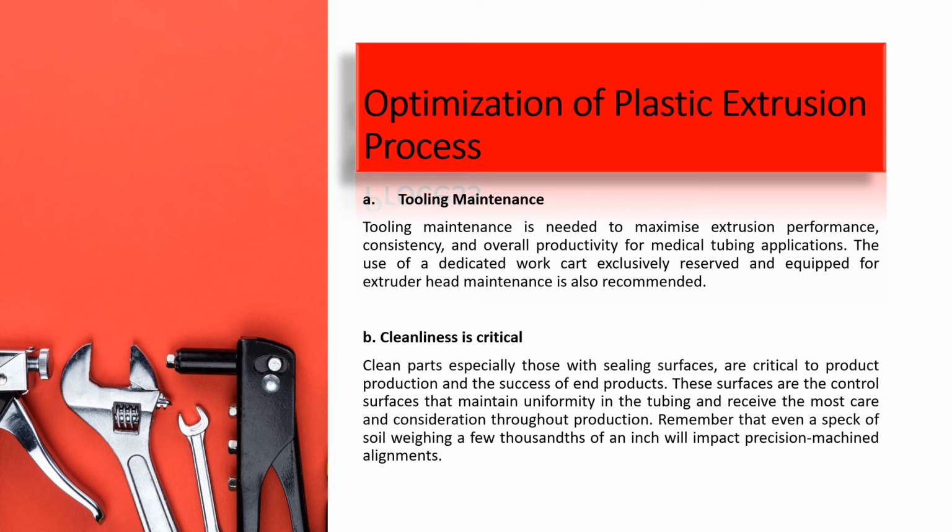The second one is cleanliness is critical. Clean parts, especially those with the sealing surface, are critical to product production and the success of the end product. So these surfaces are the control surface that maintain the uniformity in the tubing and receive the most care and consideration throughout the production. So remember that even a speck of soil weighing a few thousandths of an inch will impact the precision of the machine alignment.